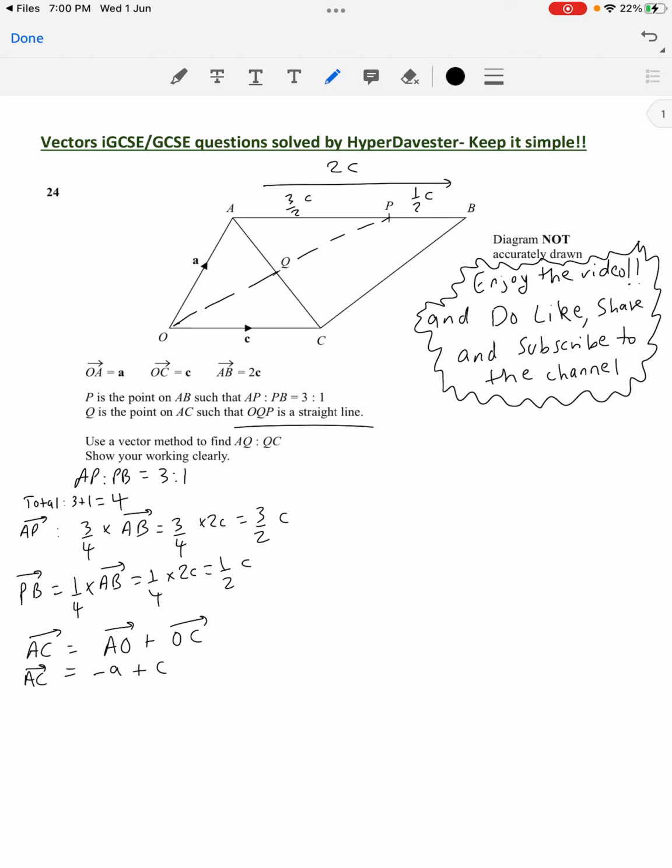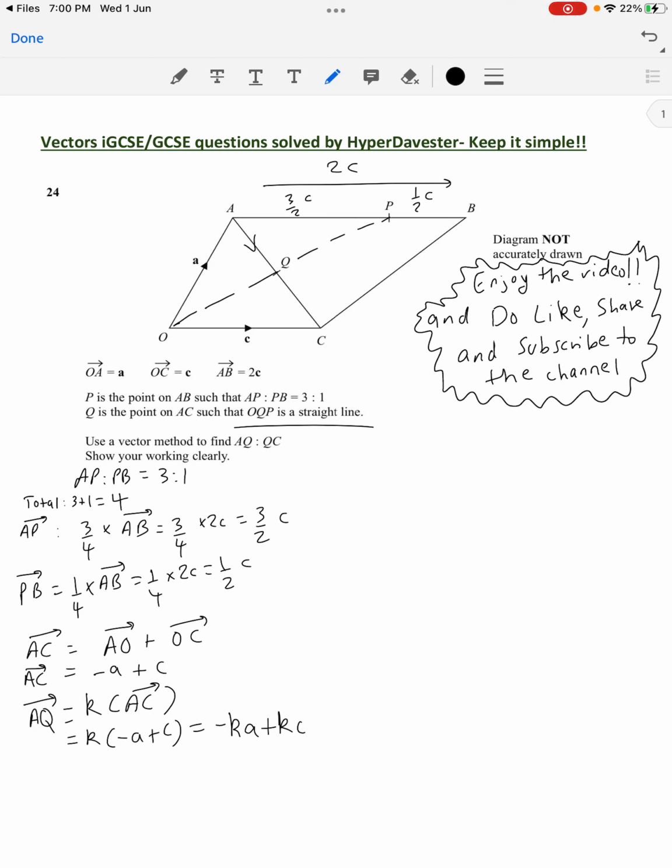Your next clue is to find what AQ is. AQ is this direction. Since we have to find the proportion of AQ to QC, we know that AQ is some scale factor of AC. Since we know what AC is, it's going to be K brackets minus A plus C, which is equal to minus KA plus KC. We're just opening the brackets, so your algebra with brackets should be really strong.